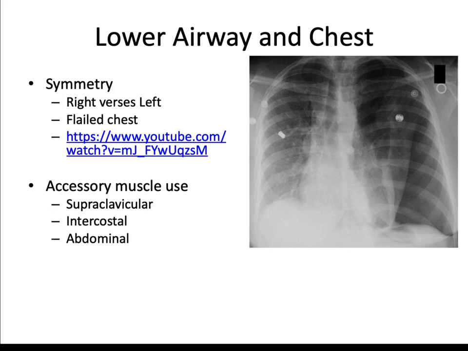Remember that flail chest is multiple ribs, two or more ribs broken in two or more places on the same side, okay? So if I'm talking about my right thoracic cage, my right side of my rib cage, that would be two or more ribs broken in two or more places, and it causes a paradoxical reaction.